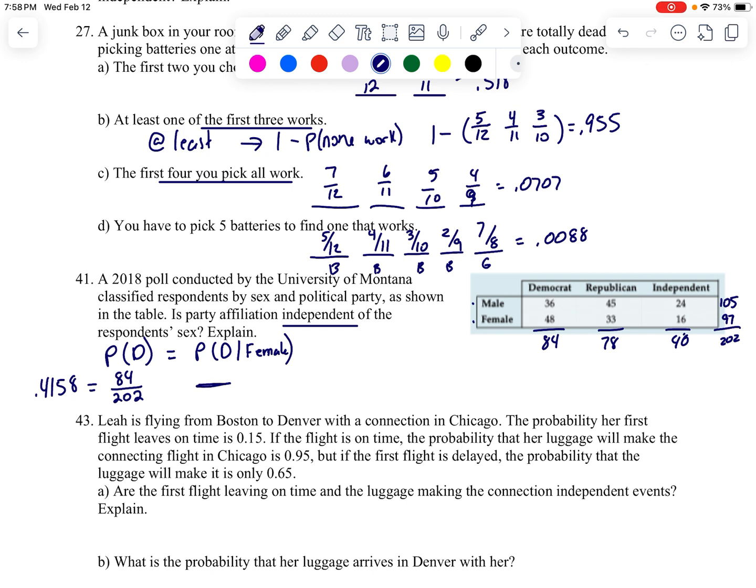Now the next one over here is going to be a conditional probability. It's female, so I'm only worried about the female row. It's 97. Of those, 48 are Democrats. So if I figure out that probability, that's going to be 0.4948. And so therefore they are not independent. The probability of being Democrat increases by being female.